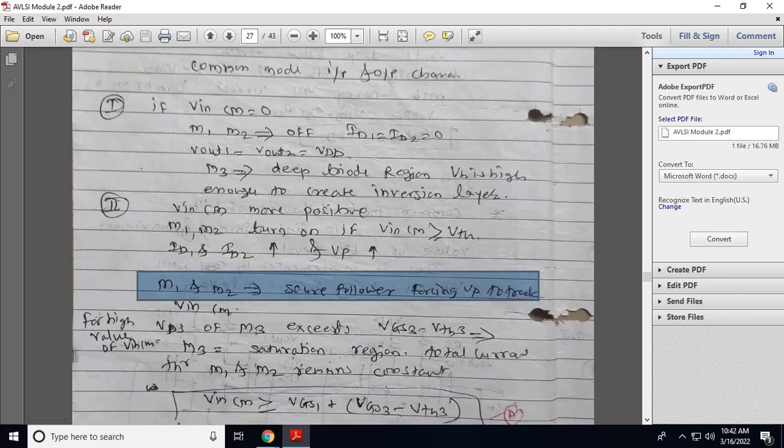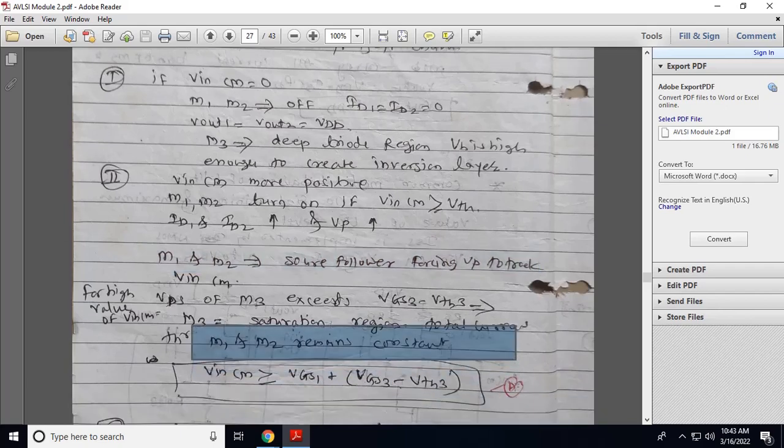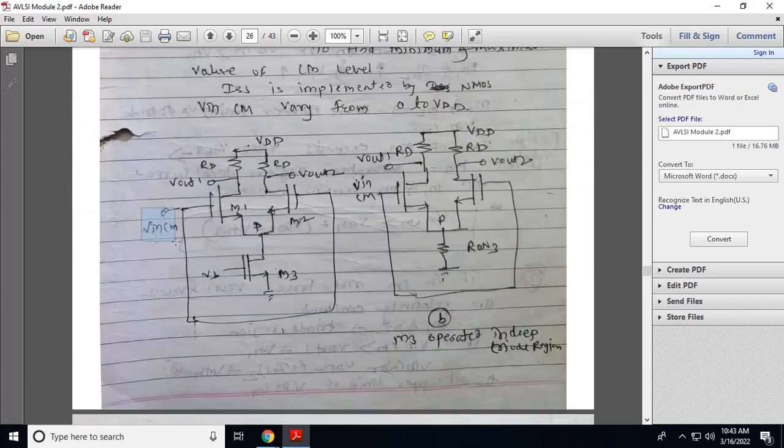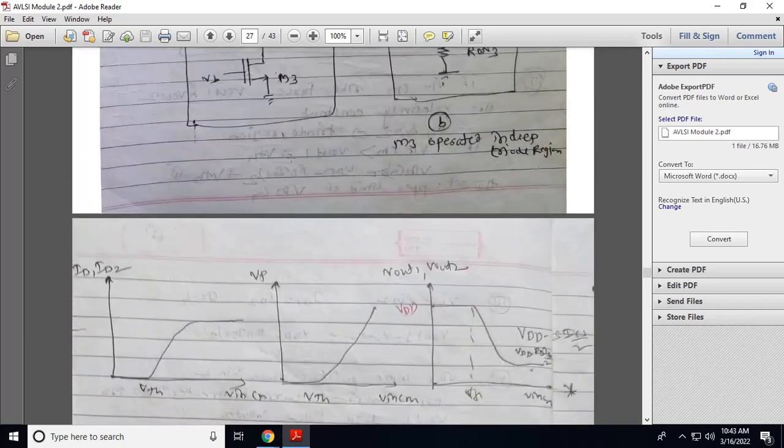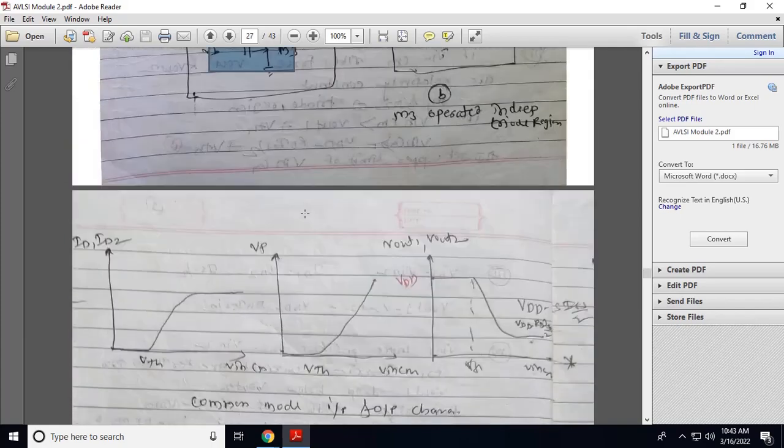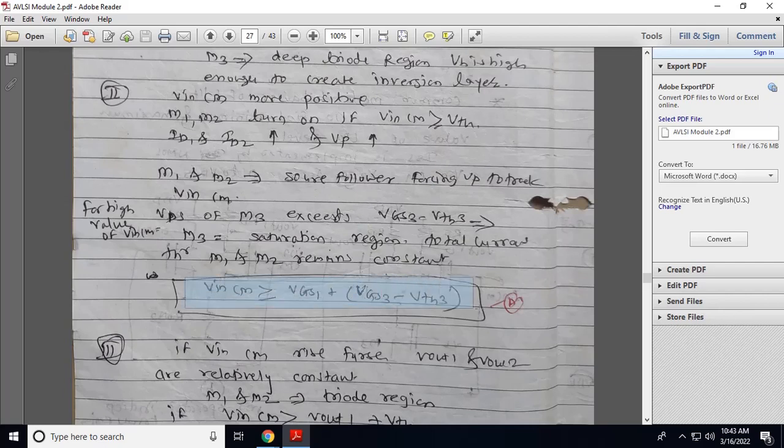For a high value of Vin, the drain to source voltage of M3 will exceed VGS3 minus VTH3. So M3 is in the saturation region, so the total current through M1 and M2 remains constant. So see, this Vin is equal to the VGS voltage plus this voltage. So Vin,CM is greater than VGS1 plus the overdrive voltage of M3, that is VGS3 minus VTH3. So the input voltage is greater than VGS1 plus VGS3 minus VTH3. So this is equation A.